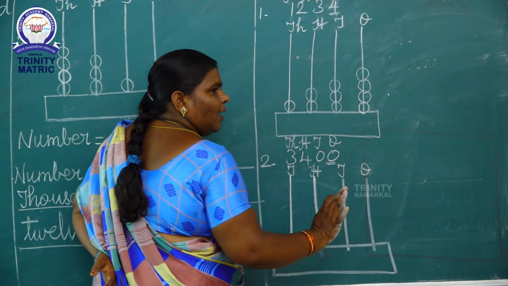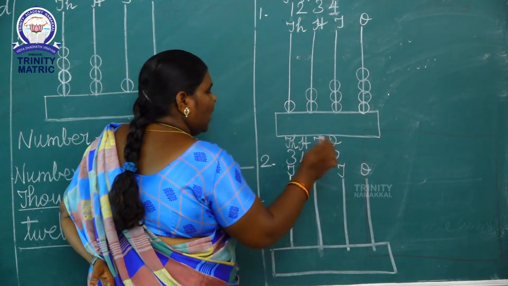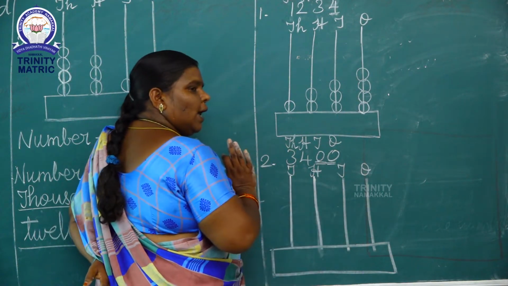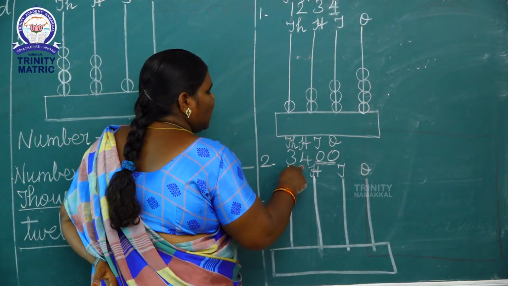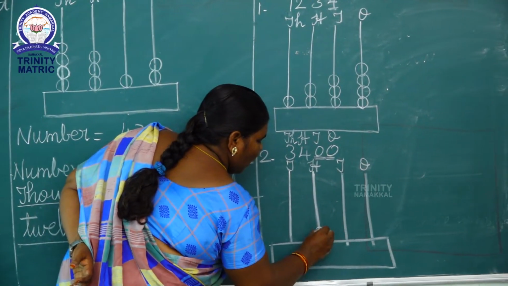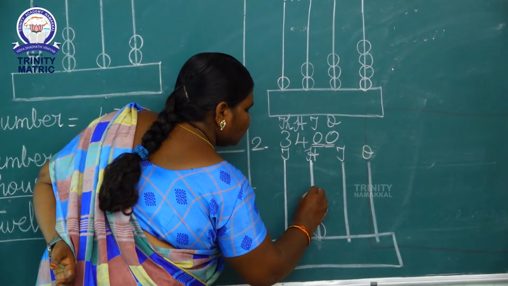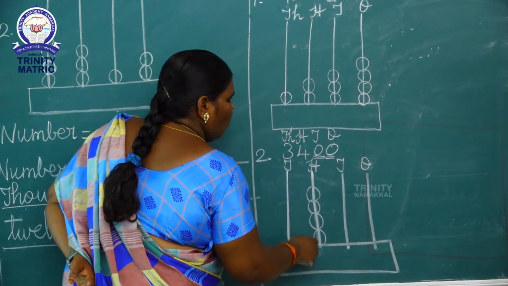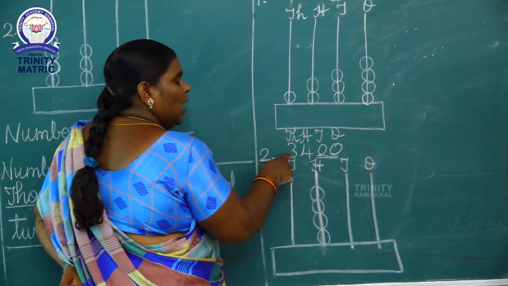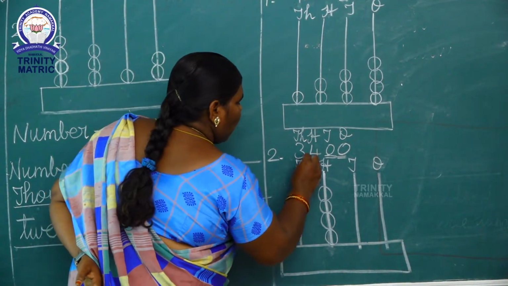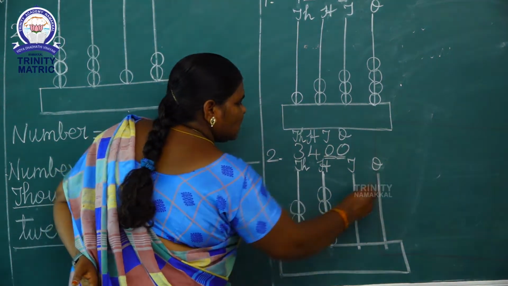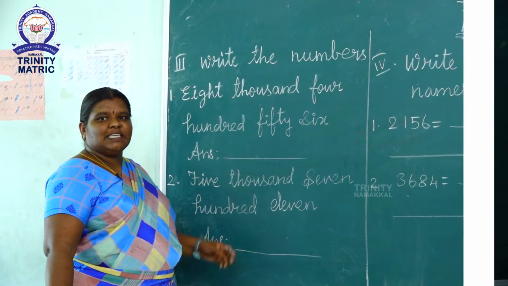In the ones place, 0 is here, so you don't draw any beads in the ones rod. Next, in the tens place also 0 is here, so in the tens rod you also don't draw any beads. Next, in the hundreds place there is 4, so in the hundreds rod you draw 4 beads: 1, 2, 3, 4. Next, 3000 is here, so in the thousands rod you draw 3 beads. This is the rod.